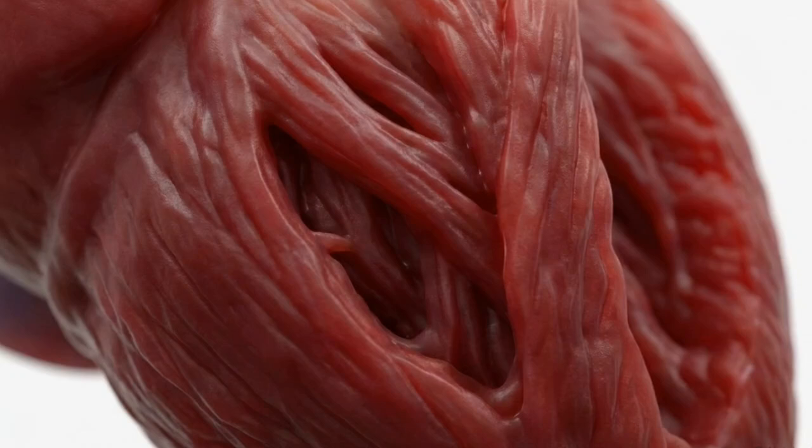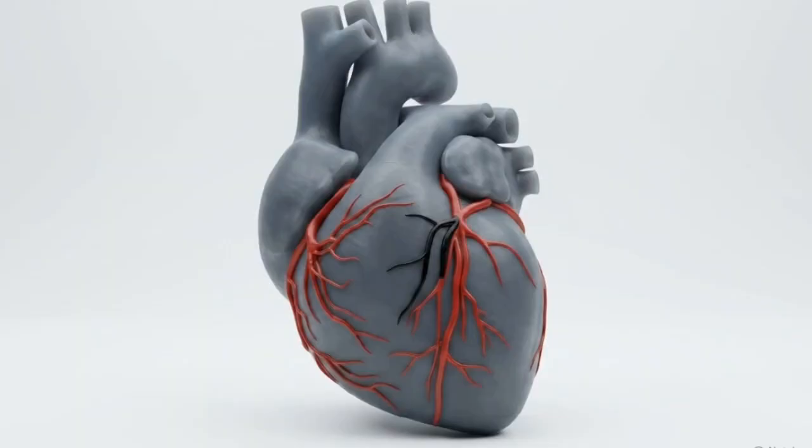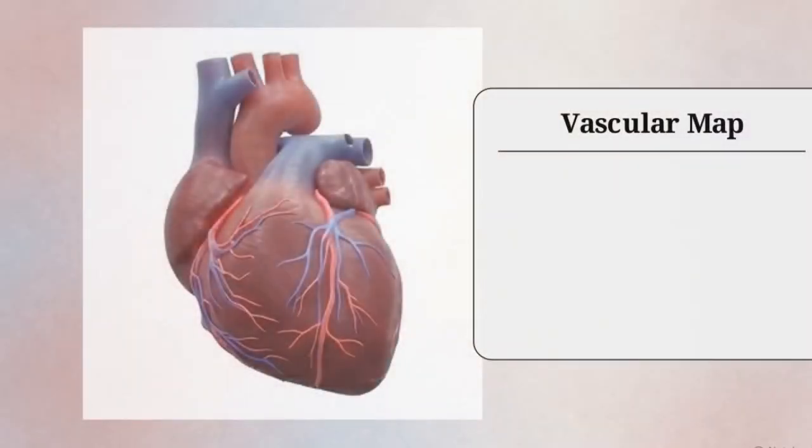The heart is a dense, continuously working muscle with a massive, unrelenting requirement for oxygen. Coronary artery disease occurs when the vascular supply chain fails to meet that metabolic demand. To understand this failure, we map the supply lines.